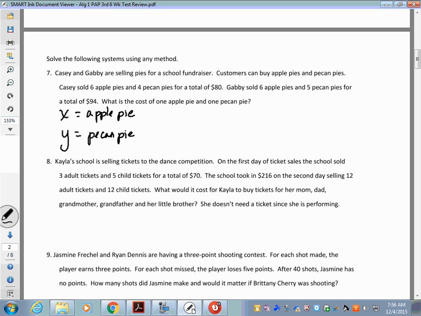Alright, so it says here that Casey sold 6 apple pies, 4 pecan for a total of $80. There's my sentence. We're going to write an equation for that. That would look like 6x plus 4y equals 80. Then it says Gabby sold 6 apple pies, 5 pecan, and her total was $94. So 6 apple, that's 6x, 5 pecan, that's 5y, plus 5y equals 94.